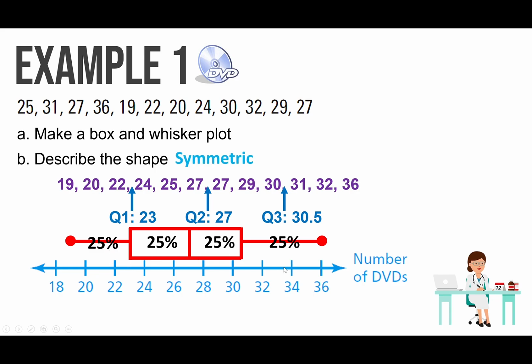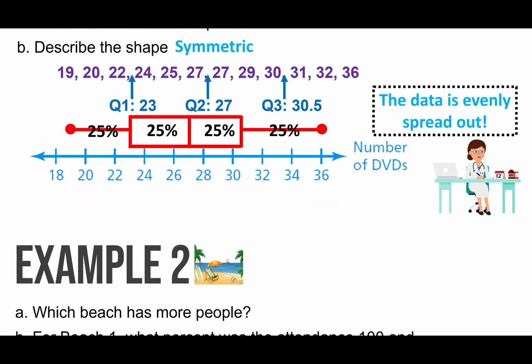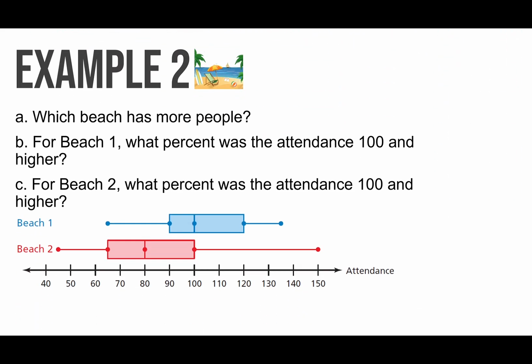Okay? All right. Now, if we want to describe the shape, we can say this is symmetric because from left to right, it looks pretty symmetrical. It's the same on the left as on the right. And then, finally, if you want to write a description about this, you can say that the data is evenly spread out.